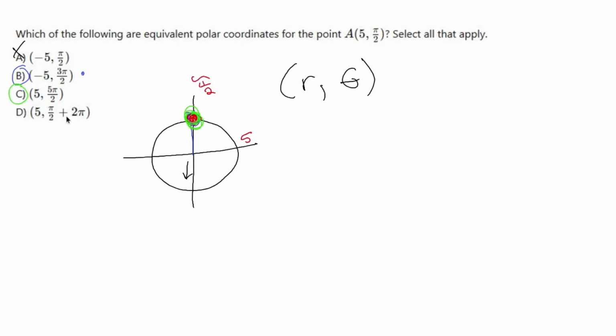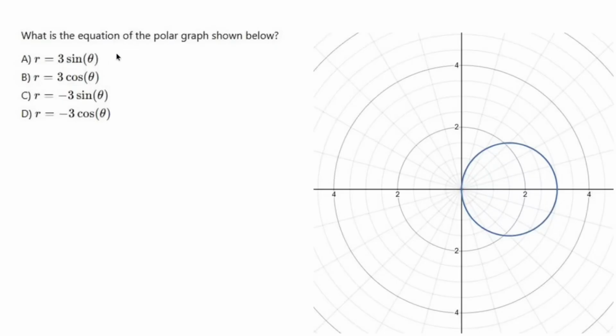5 pi over 2 plus 2 pi is literally the same exact thing. So D also works. So we have 3 possibilities here: B, C, and D. Polars. What is the equation of the polar graph shown over here?